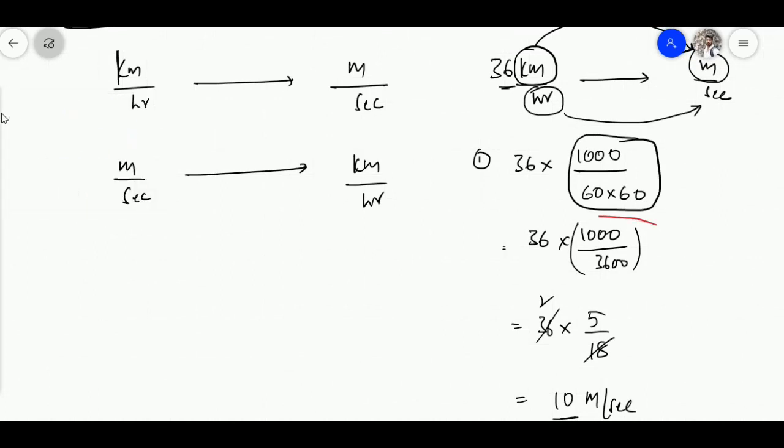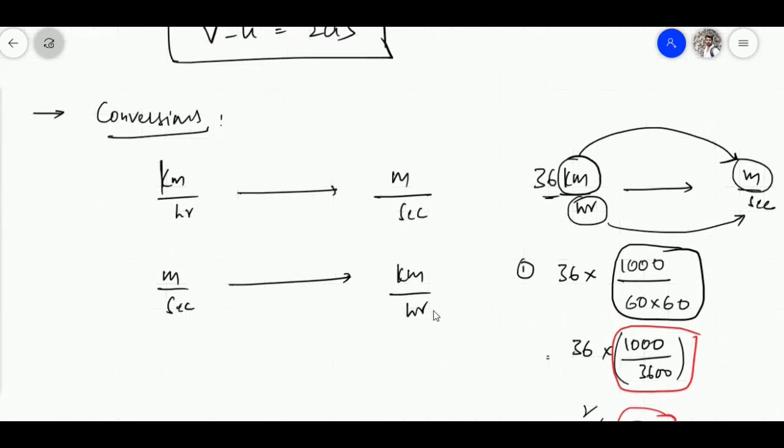So that will be the same every time. Okay. Whenever you want to convert kilometer per hour into meter per second, you just multiply by 5 by 18. Coming to the second one, it's a simple reverse thing: you multiply by 18 by 5. If you want to convert meter per second into kilometer per hour, you simply multiply the value of the meter per second by 18 by 5.